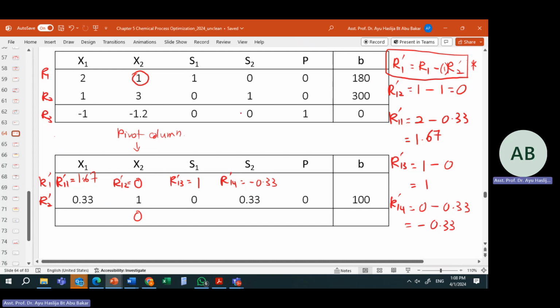Okay, same method you should find for P and B using the same factor to find R prime 1. Okay, this factor equation is valid for R prime 1 only.